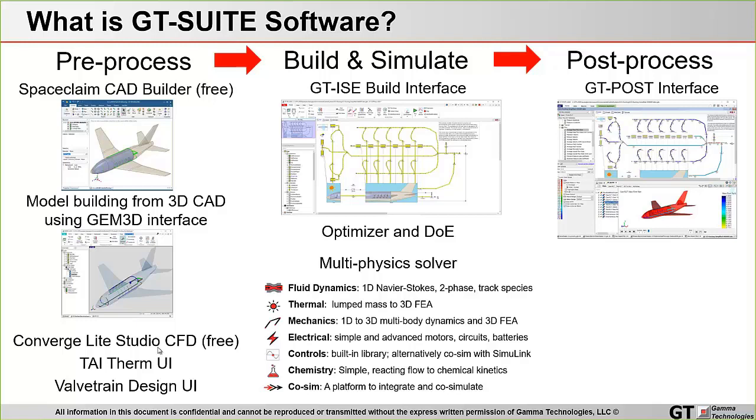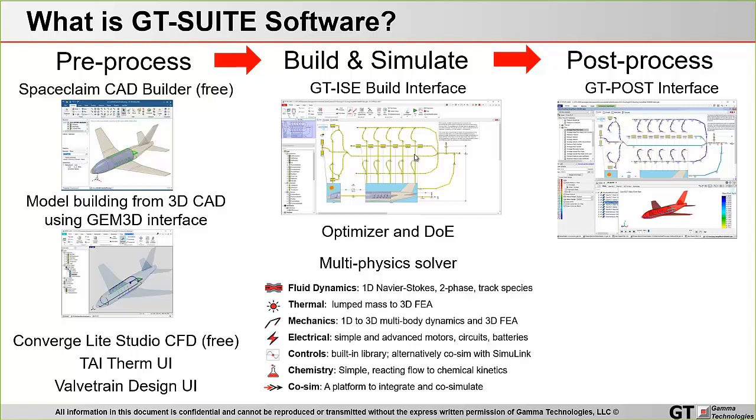Now, once you have the model set up in a preprocessor, the workflow then would take you into this GTEs build interface, where you would export your discretized either flow model or thermal model or mechanical model into this GTEs interface. And then you would finish setting up your model by applying boundary conditions, running different trade studies, parameterizing the model to really focus in on things that you want to optimize or understand in more detail.